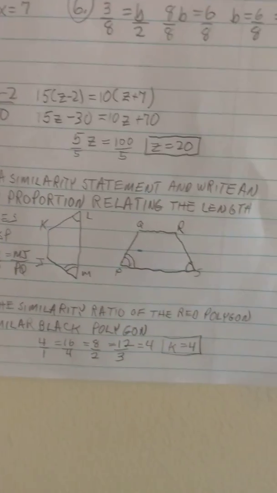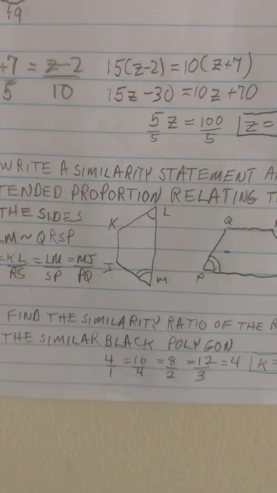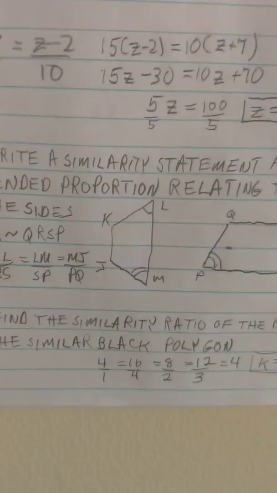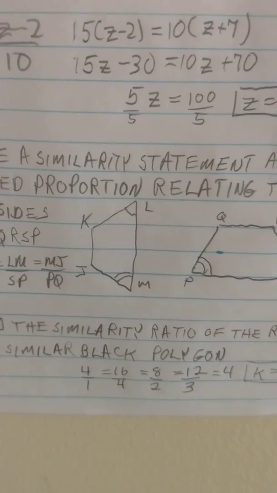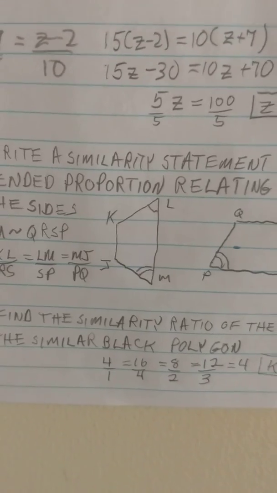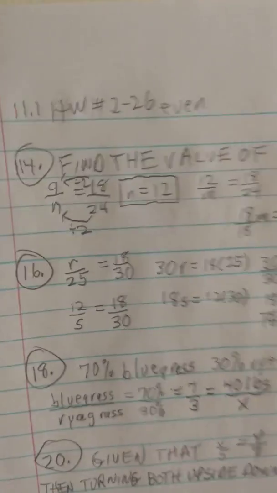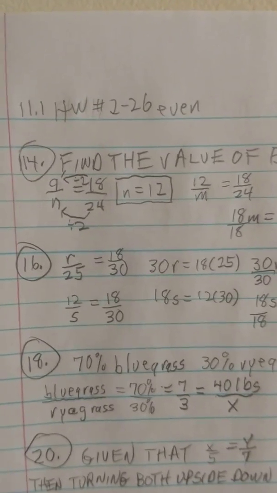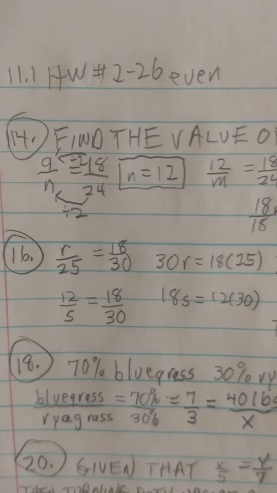Now, looking in the textbook, it says find the similarity ratio of the red polygon to the similar black polygon. And we can see that would be 4 over 1 equals 16 over 4 equals 8 over 2 equals 12 over 3 is 4. So the sides are indeed proportional, all 4 of them, and K is 4. Now continuing on in problem 14, looking at the pictures in the book, which is why we need our book, find the value of each variable.